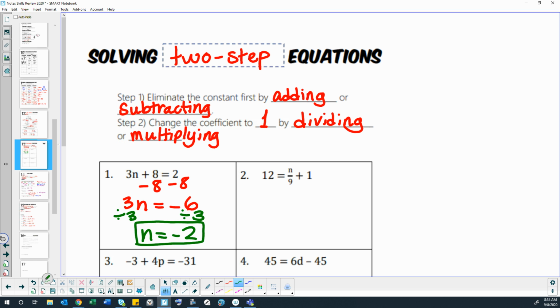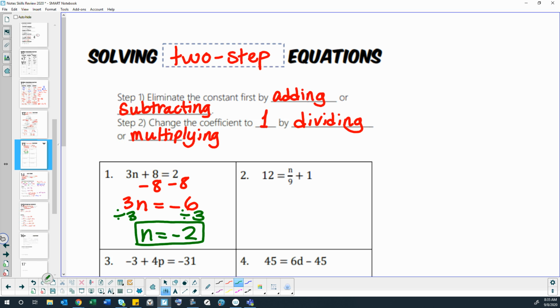Okay, so in number 2, look at where the variable is. Notice how the variable is on the right side. We also have a plus 1. We want to get the variable by itself. So, are we going to get rid of the 1 or get rid of the 12? Get rid of the 1 that's with the variable thing so we can get the variable by itself, or get rid of the 12?